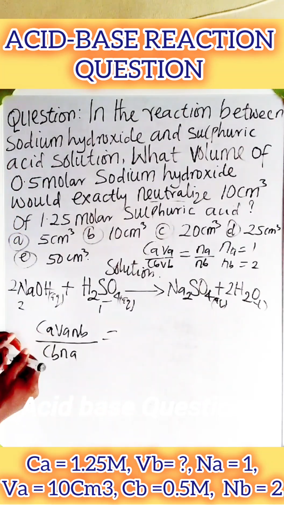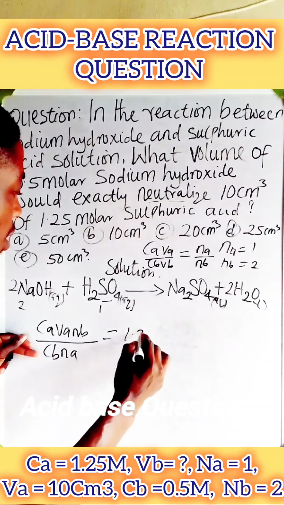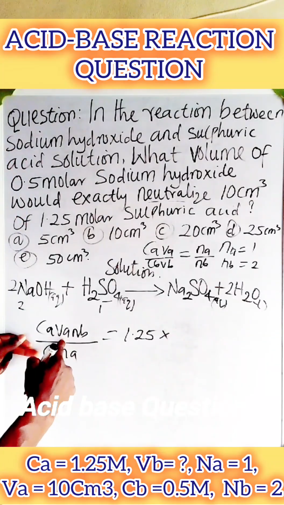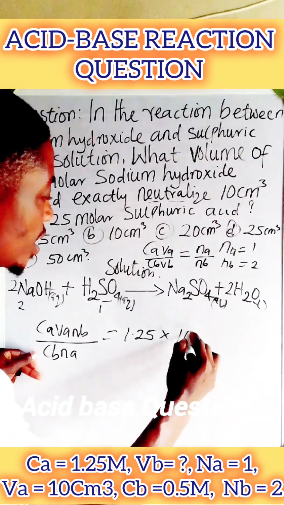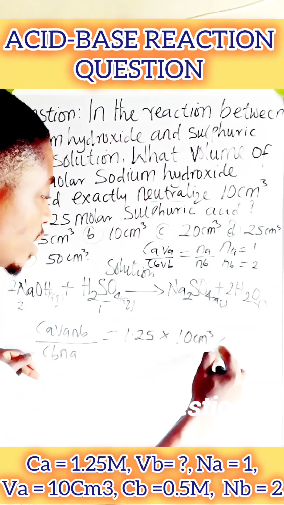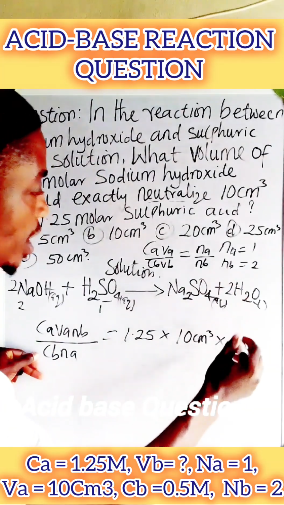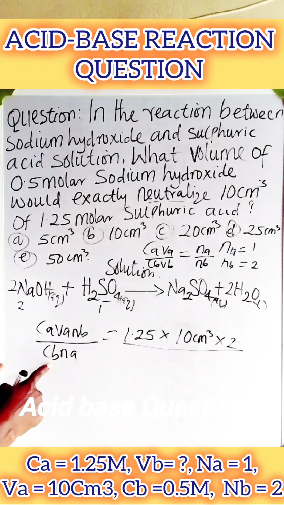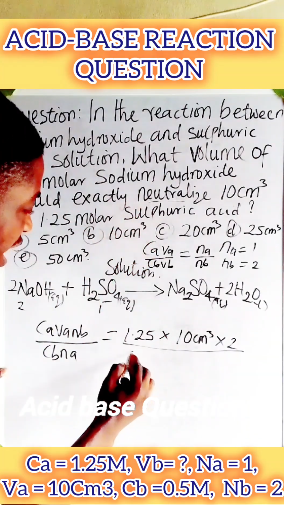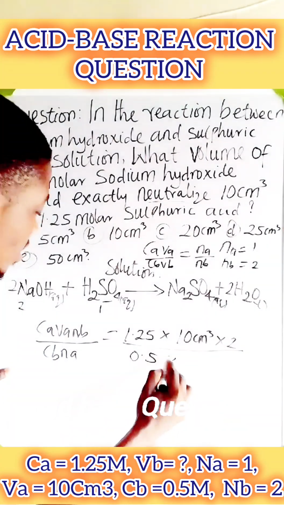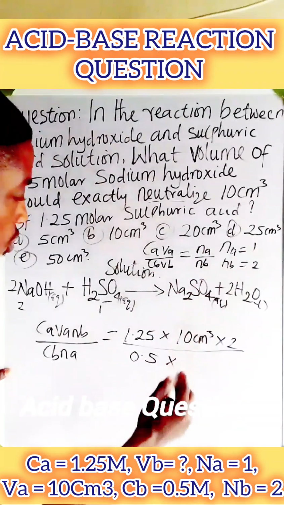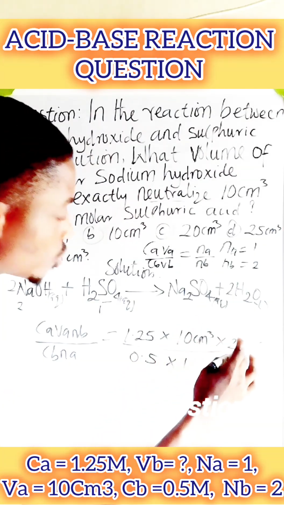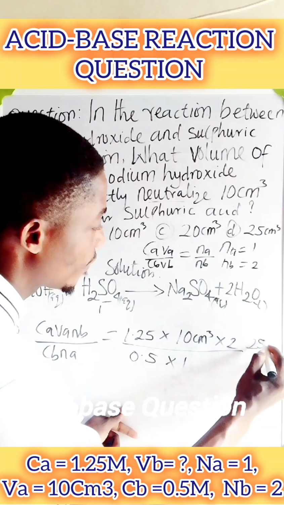Our Ca here is given to be 1.25, times our Va, volume of acid, 10 cm³, times Nb, number of moles of the base, which here was 2, divided by Cb, concentration of the base, which was given to be 0.5, times Na, number of moles of the acid, which here was 1.